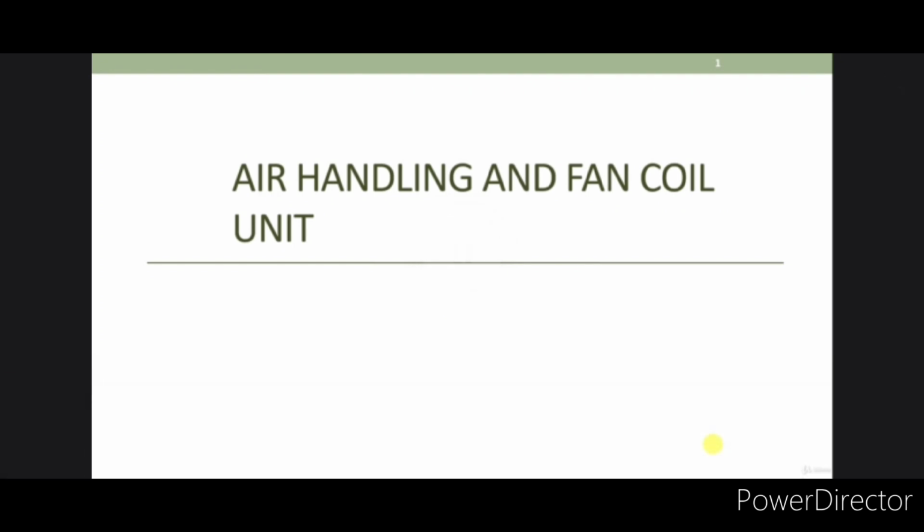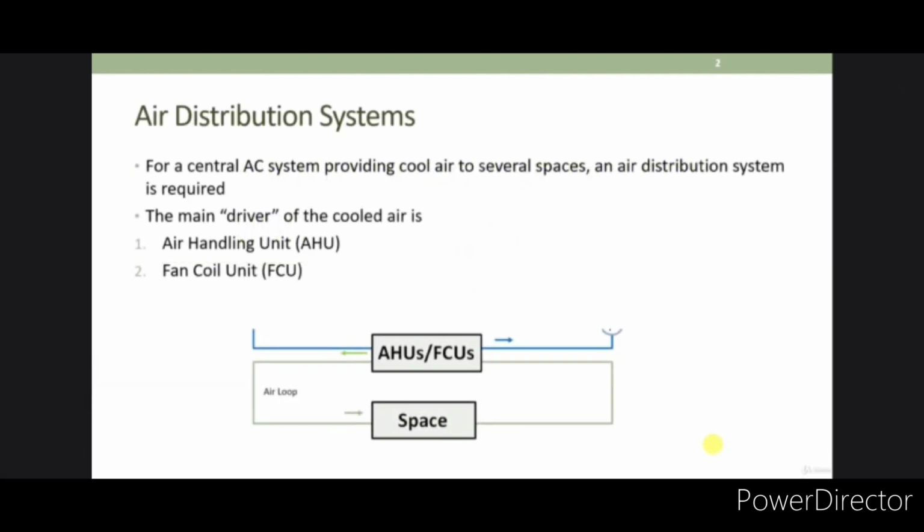And fan coil unit. Just like a pump that circulates water around the building, a fan is also required to circulate air around the building. So pump is to water and fan is to air. And for air loop, you will need the AHU or FCU, which has a fan inside it for this purpose.